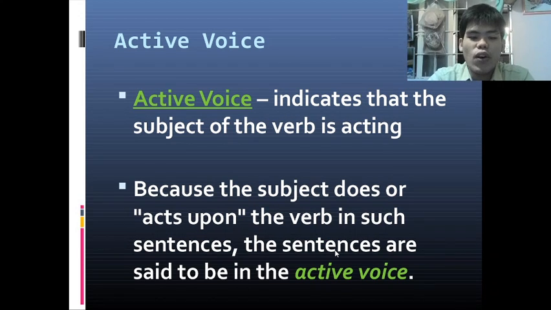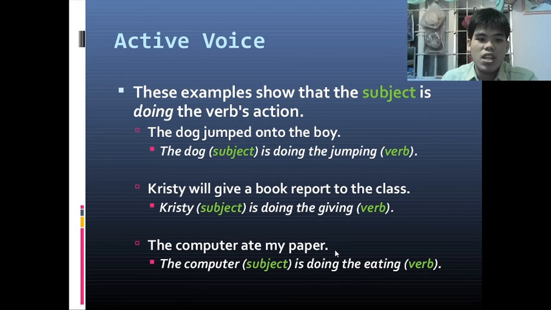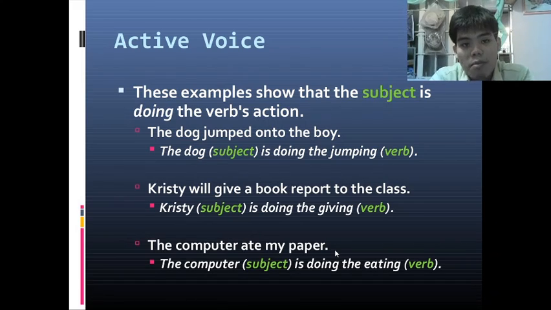So when we say active voice, it indicates that the subject of the verb is the one doing the action. It is the one acting. Because the subject does or acts upon the verb in such sentences, the sentences are said to be in the active voice. So these examples show that the subject is doing the verb's action. So basically, in the active voice, the subject is the doer of the action.